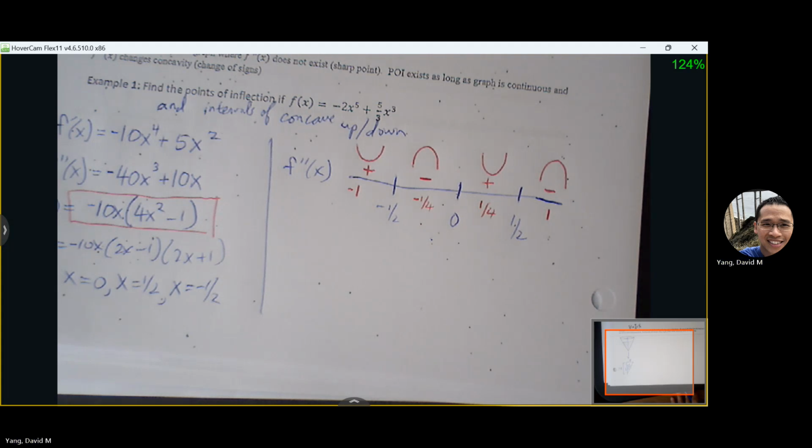Okay. On the statements, would it be f double prime of x is concave up or f of x is concave up? F double prime is greater than 0. F double prime is less than 0. F double prime changes sign. But on the first one, at the start of the statement, it said f double prime. Oh, sorry. Yeah, you're right. It should be f of x. F of x is concave up, and f of x is concave down. You're right.